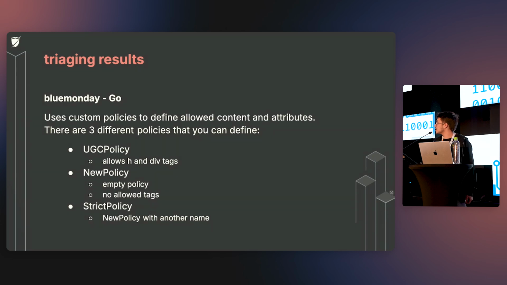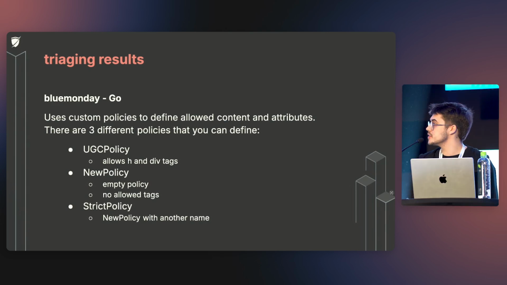The second one was bluemonday, which is written in Go. Bluemonday uses custom policies to allow defined content and attributes. In bluemonday, we have 3 different policies that you can define. The first one is the UGCPolicy. UGCPolicy allows by default some tags like img and div. The second one is NewPolicy. NewPolicy is an empty policy which doesn't allow any tags. And the third one is StrictPolicy. It is in fact just NewPolicy, but it just has another name.